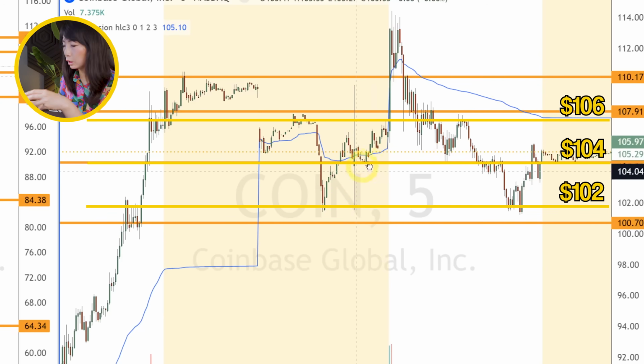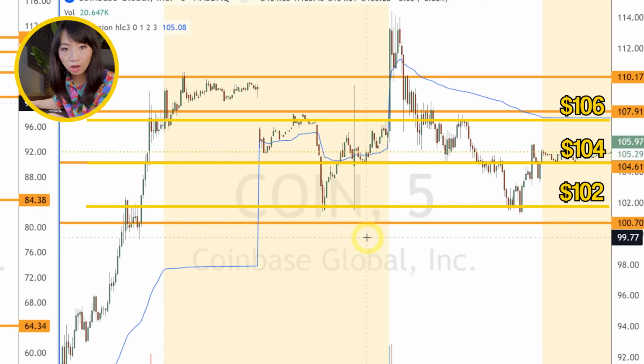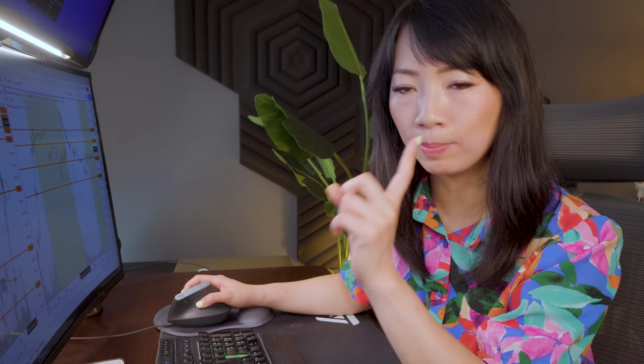So if I'm using this pre-market low support area as my rough risk, let's say I get in around this 105s area. My risk is below that pre-market support. I wouldn't want to risk it all the way down to $100. So I want to keep my risk tight at around $1 per share.